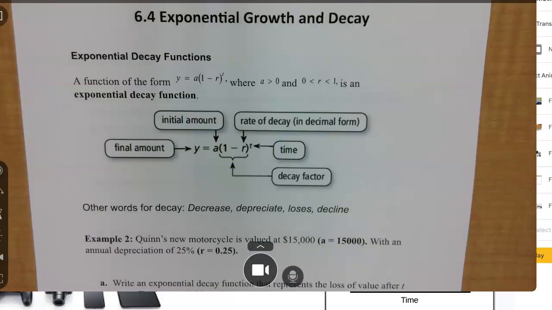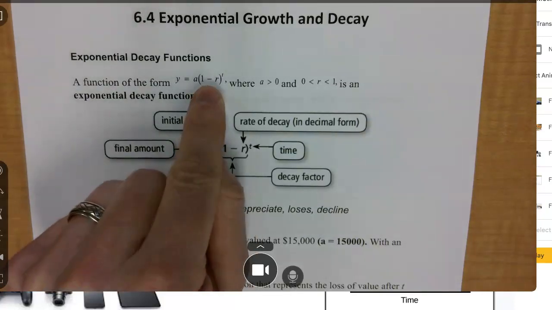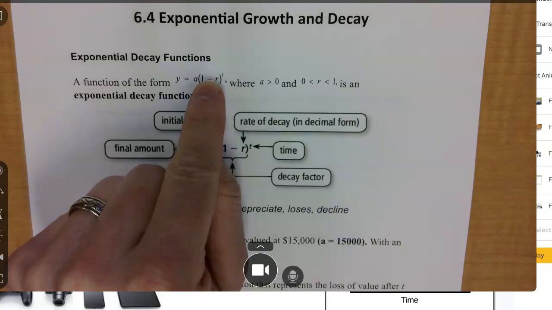Now as we look at the exponential decay model, there's only one subtle difference, and that is a subtraction sign. And so if you remember, when we were doing exponential growth and decay the other day on our graphs, if b was greater than 1, the graph went up.